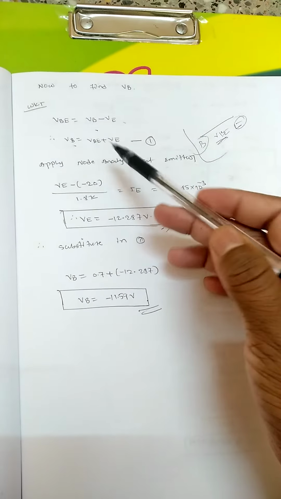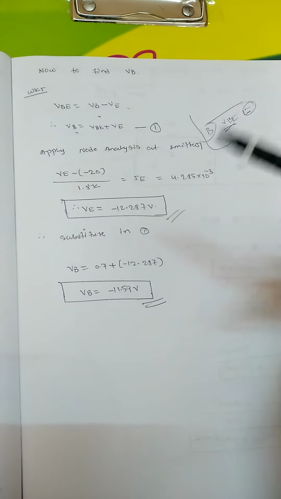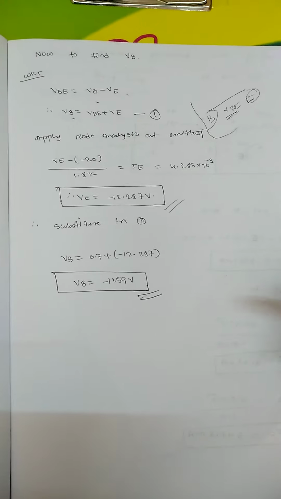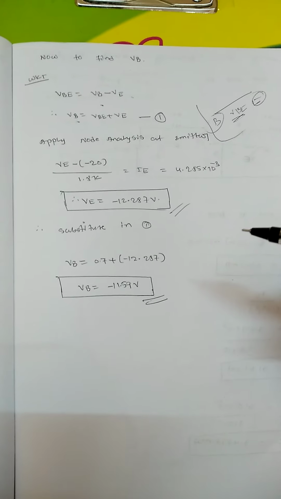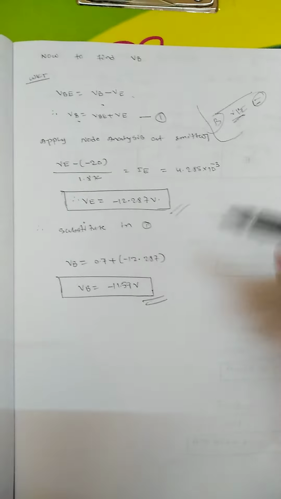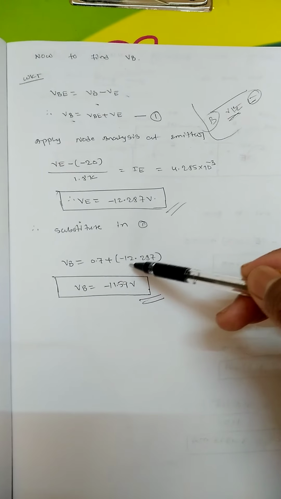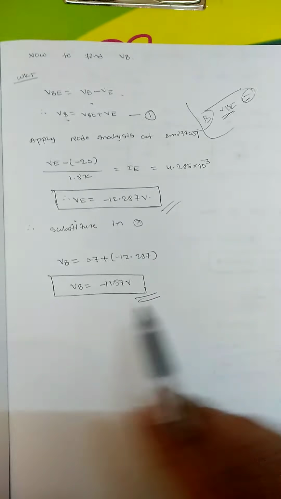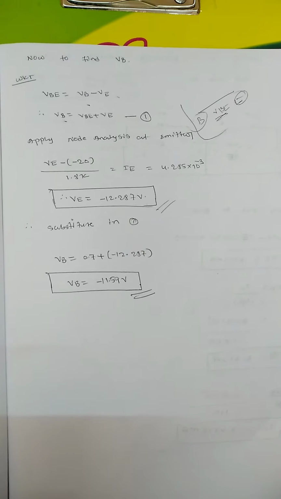So I know that VB for a silicon transistor will be a fixed value. If they have not given the VB value explicitly, you need to assume it as 0.7, because that is the general value we will be using. So I have taken it as 0.7 plus minus 12.287, so that is the VE value. When you substitute and calculate, you will be getting minus 11.59 volts as the base voltage.